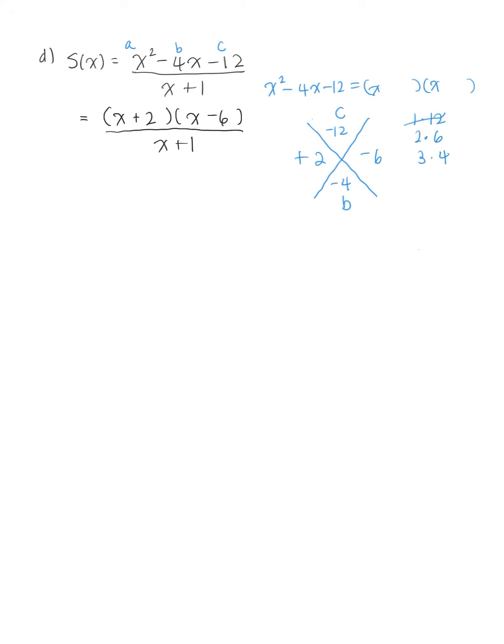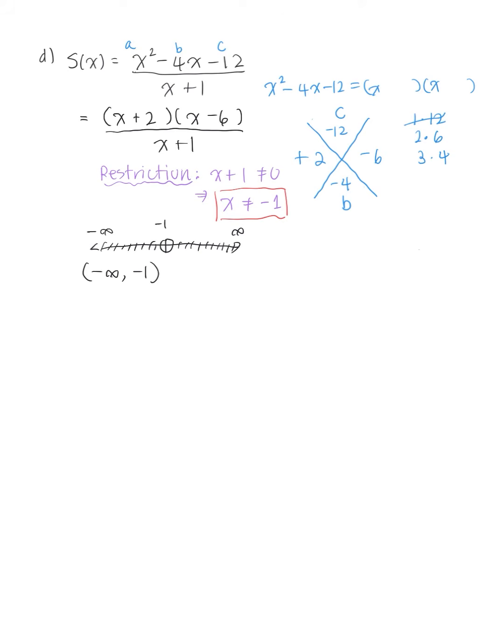Okay, so now let's go with the restriction. The restriction is that the bottom cannot be 0, which means that x plus 1 cannot be 0, which means that x cannot be negative 1. And that will be the only restriction here. So let's just draw the number line again. Here is negative 1. X cannot be negative 1, but x can be anything else. Translated directly below, we're going to get negative infinity comma negative 1 open, union, negative 1 to positive infinity. That's going to be our answer.